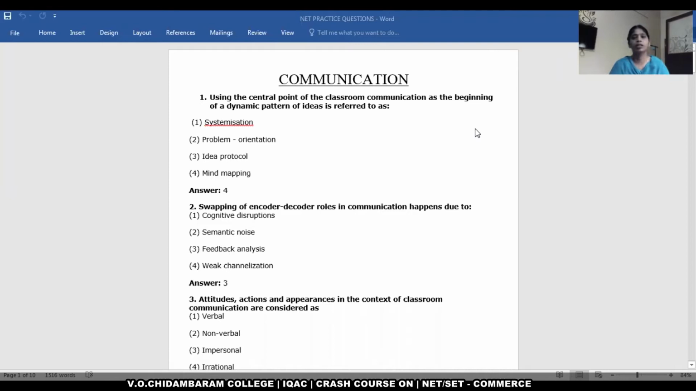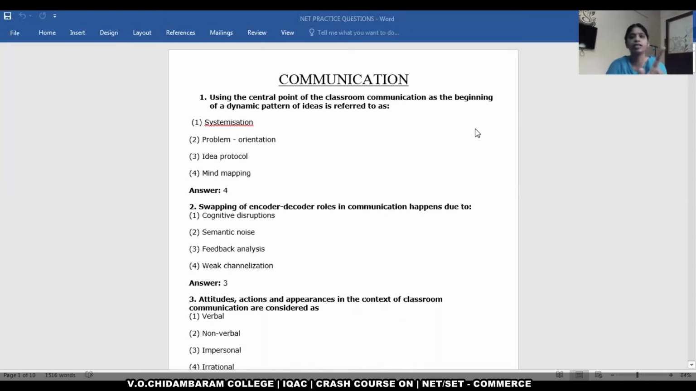Now look at the first question. Using the central point of the classroom communication as the beginning of a dynamic pattern of ideas is referred to as. Look at the options given. Can you find out the answer? If not, just look at the answer. The answer is mind mapping. Now I'm going to tell you why mind mapping. Look at all the options.